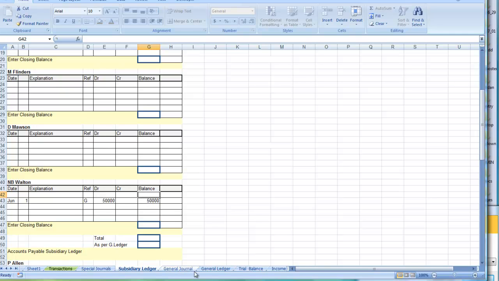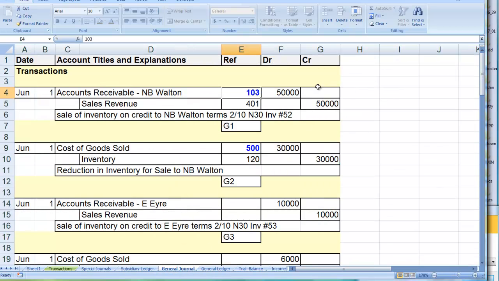Now when we do that, I come in here and I put a T, and that T indicates that the item has also been posted to the subsidiary ledger. So the T is like a tick, it's been posted to the subsidiary ledger of NB Walton, and the 103, it's been posted to accounts receivable.